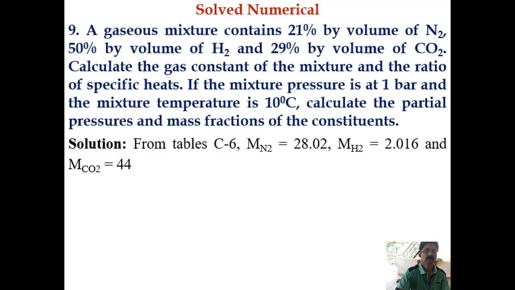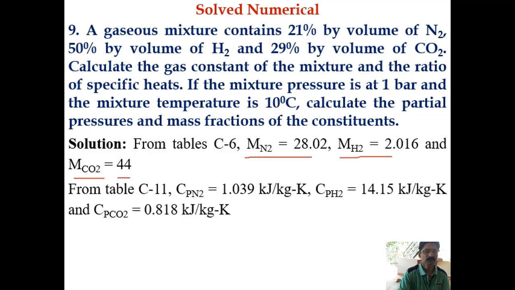Here, I think this table is not required to be used. Directly you will know the values of molecular weights of nitrogen, hydrogen and carbon dioxide. The molecular weight of nitrogen you can take directly as 28, no need to take 28.02, which I think is taken from the table. Hydrogen is 2, and CO2 is 44 because carbon is 12 and O2 is 32. So if you know the individual constituent gas, you can find out its molecular weight.